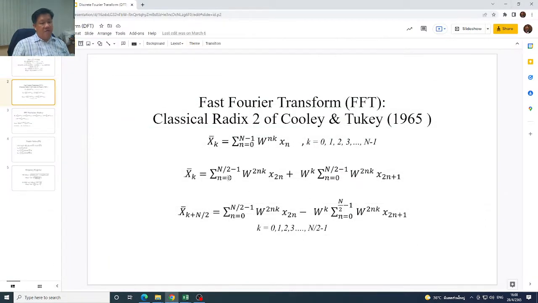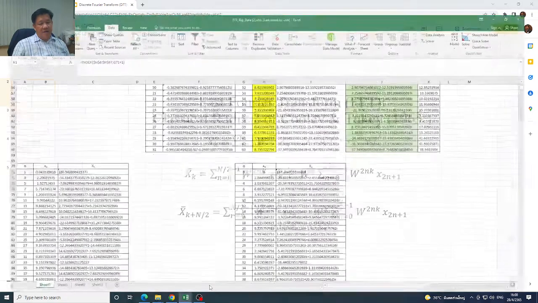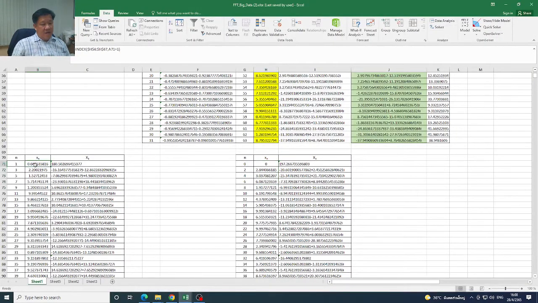This one is the summation of the even order, and this is the summation of the odd order. Remember WK, we will use it later. Once you put it in here, you can make copies, according to this formula. So we already transformed this and separated the data into two groups: this one for the even order and this one for the odd order, and then the xk here.